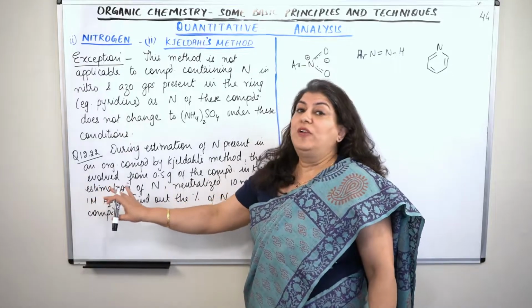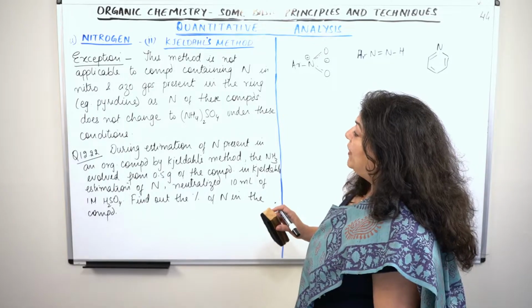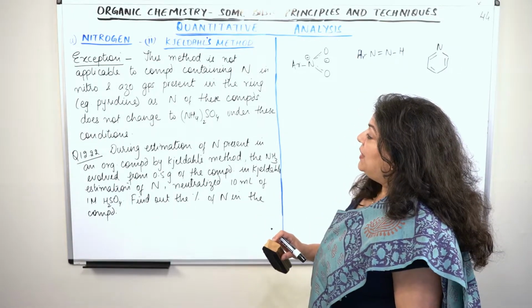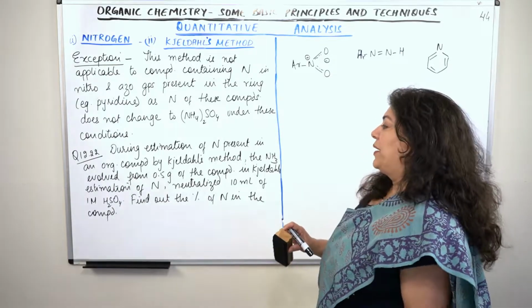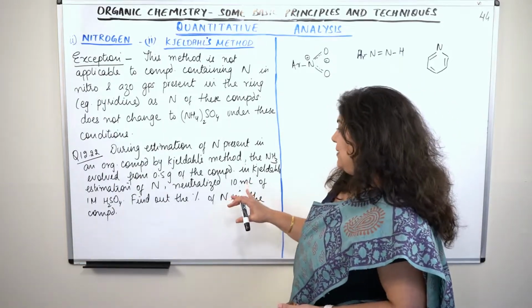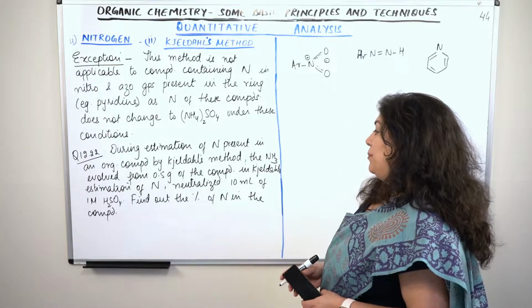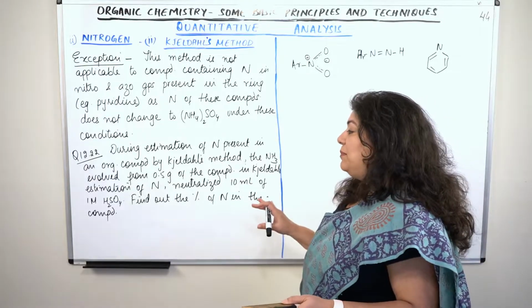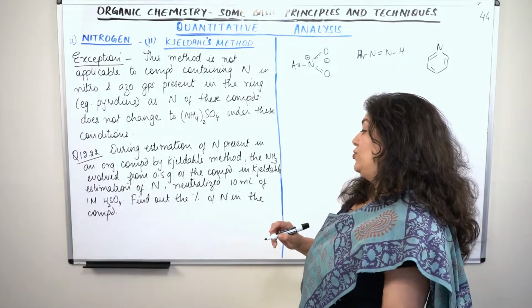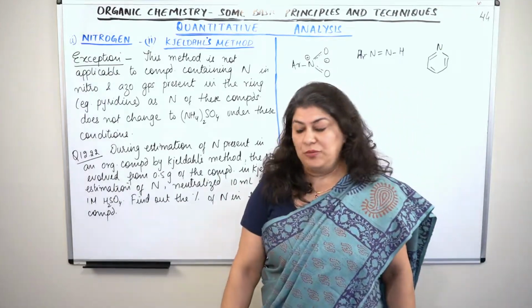Now this is a solved example of your textbook, question 12.22. The question reads that during estimation of nitrogen present in an organic compound by Kjeldahl's method, the ammonia evolved from 0.5 grams of the compound in Kjeldahl's estimation of nitrogen neutralized 10 milliliters of 1 molar H2SO4. Find out the percentage of nitrogen in the compound.